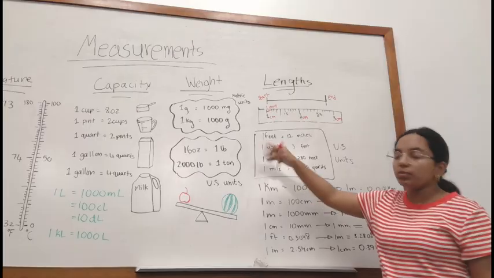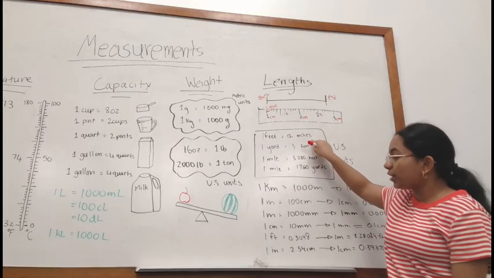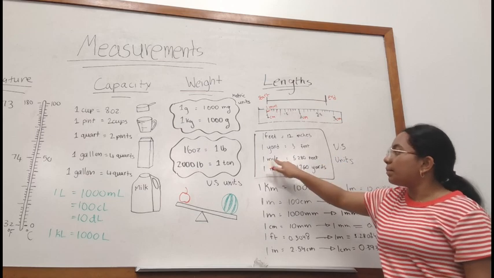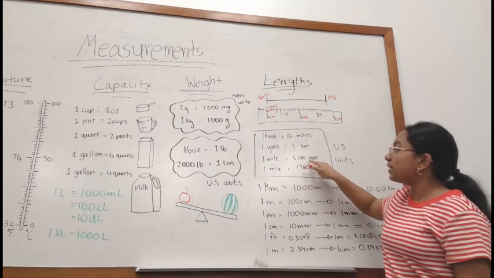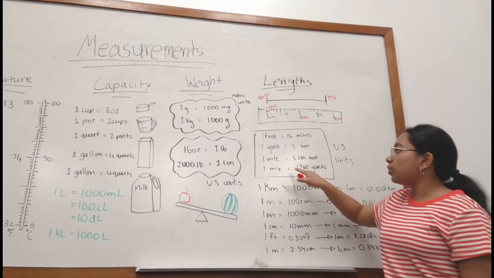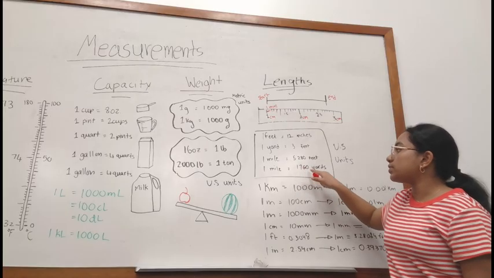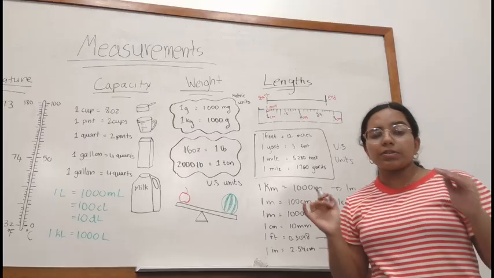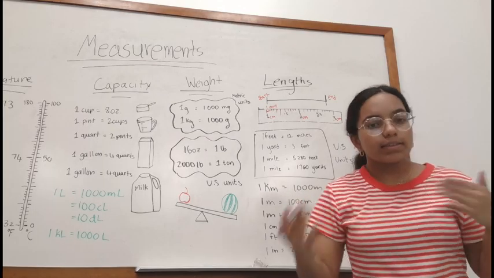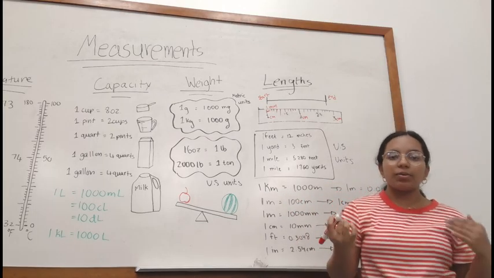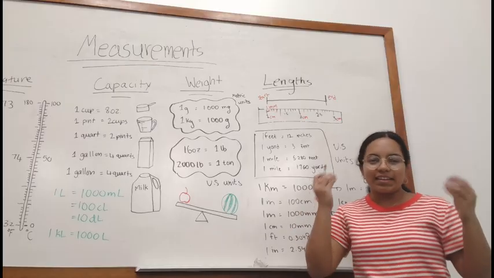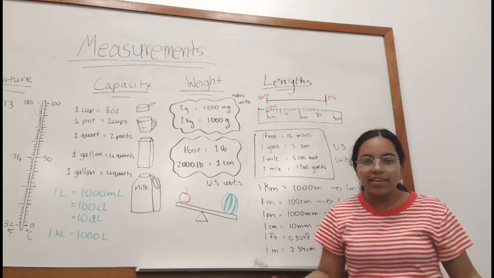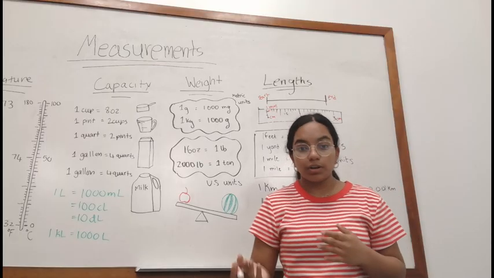1 foot is equal to 12 inches. 1 yard is 3 feet. 1 mile is 5,280 feet. 1 mile is also equal to 1,760 yards. These are things you just need to memorize. There's no way to eyeball the conversions, though you can eyeball lengths and say, oh, 1 foot is about that long.